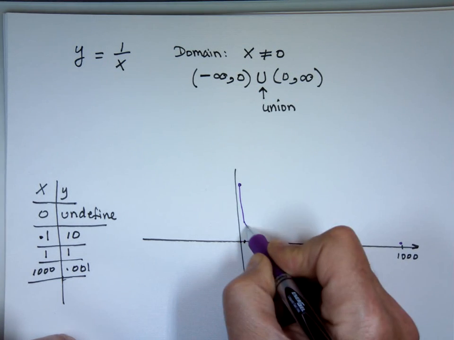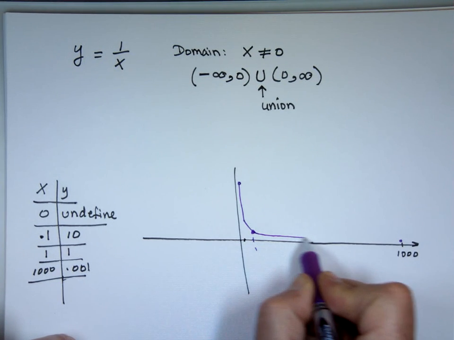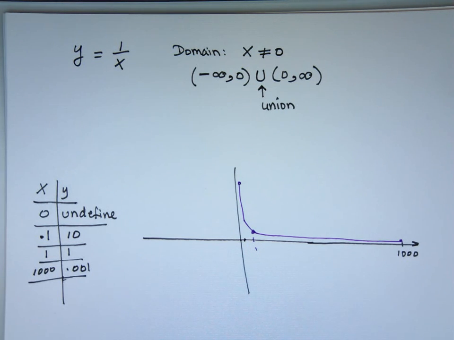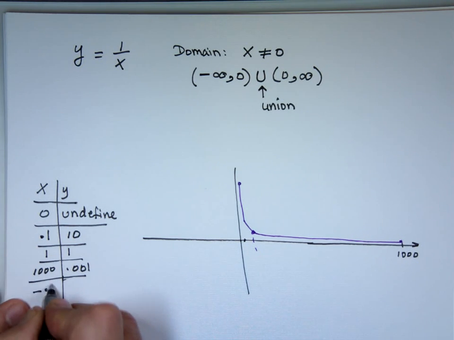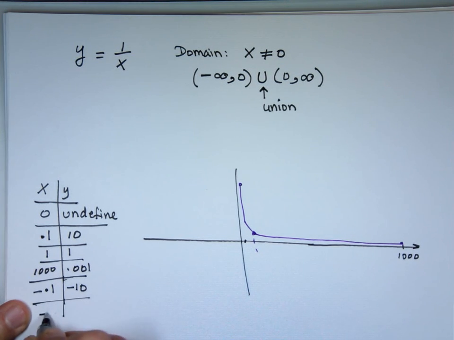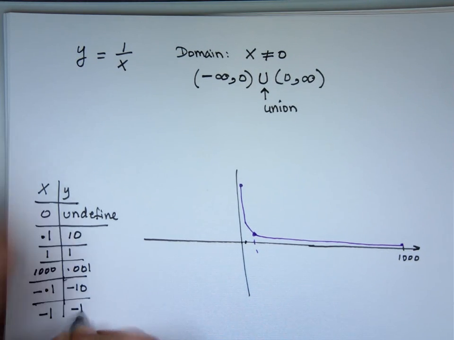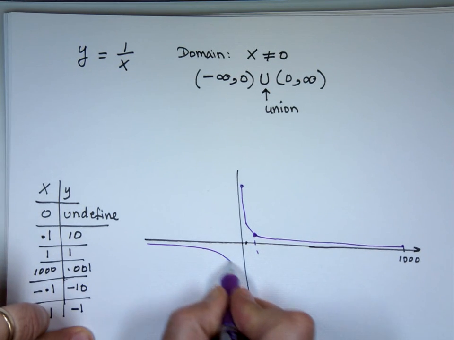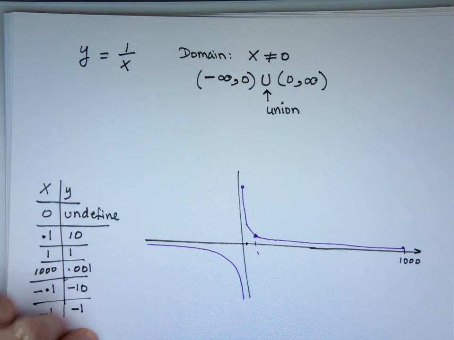Like this. And what about when x is a negative value? How about negative 0.1? Negative 10. What about a negative 1? Negative 1. So I can see the graph looking also like this on this end. So what is my range?